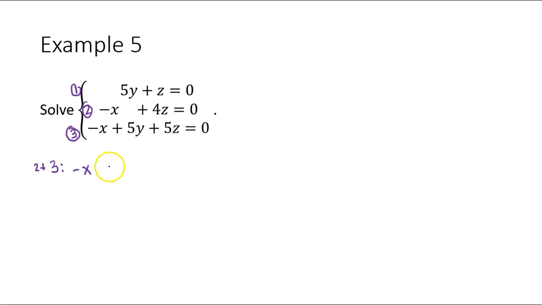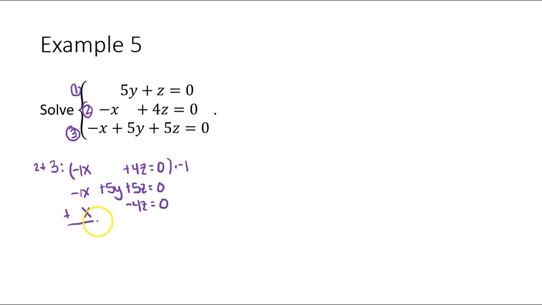Equation 2, negative x plus 4z is equal to 0. Equation 3, negative x plus 5y plus 5z equal to 0. I'm going to eliminate the x's. The coefficients here are already 1, but I'd like to have opposite signs. Let's multiply the top equation by negative 1. That's going to give me x minus 4z equal to 0. And now we're ready to add these together.